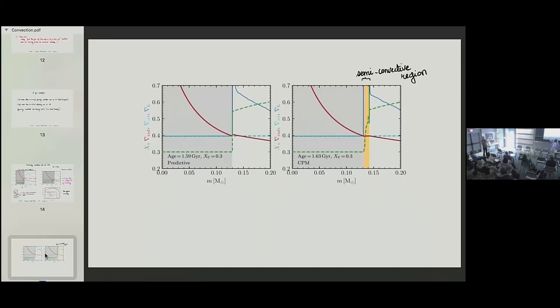And let me make one last comment for the helium core burning. We have a couple of questions that people are waiting for. If you could get to a question.